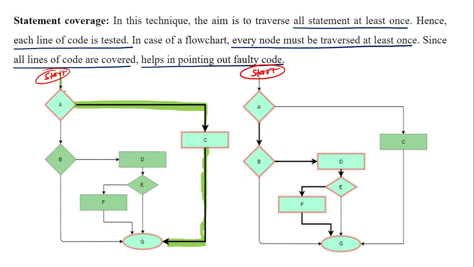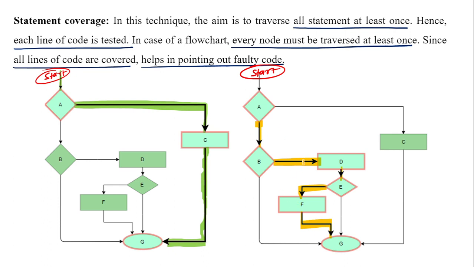Okay, so now what we are doing is statement coverage. So basically we have to cover these statements. We covered these statements A to C and C to G. Okay, now we'll see the other part. Now what they're doing here is covering A to B, then B to D, then D to E, then E to F, and then F to G. This is the second coverage.